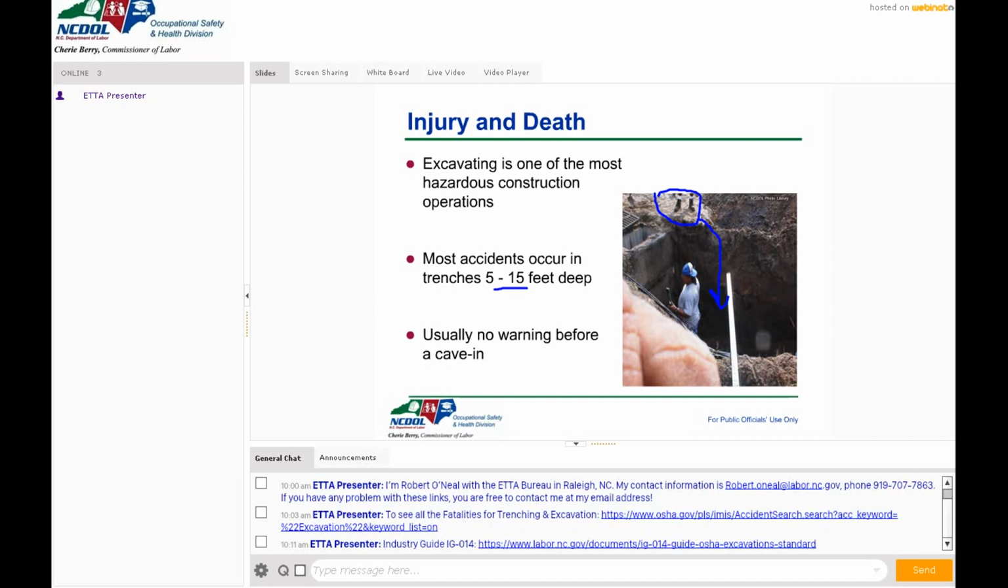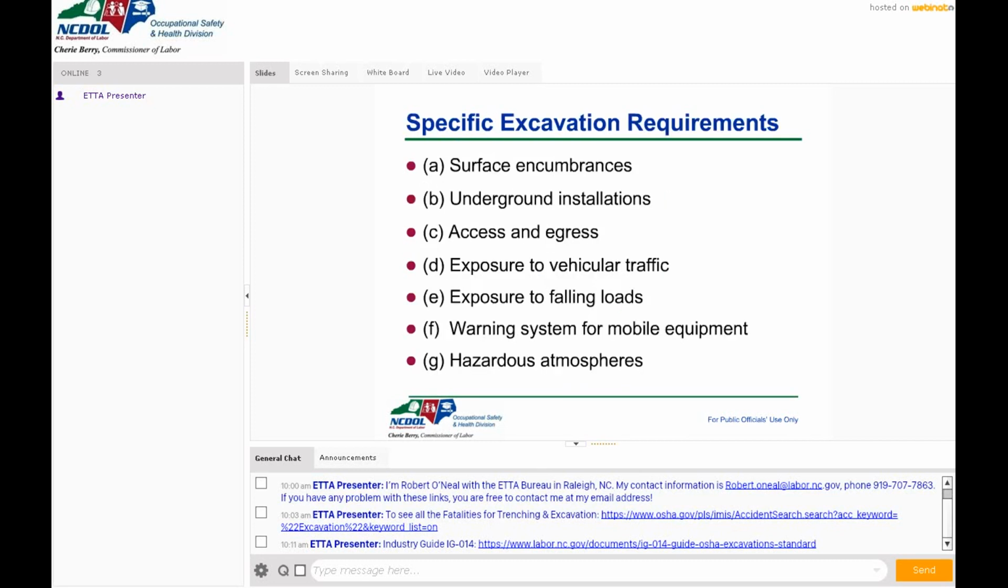But keep in mind, you can't remember everything, but having the material there, reviewing it, and looking at the site will also help you as an inspector or that competent person. Now, as we go through the standard, we'll also go through each one of these sections so that you'll understand why these are important.